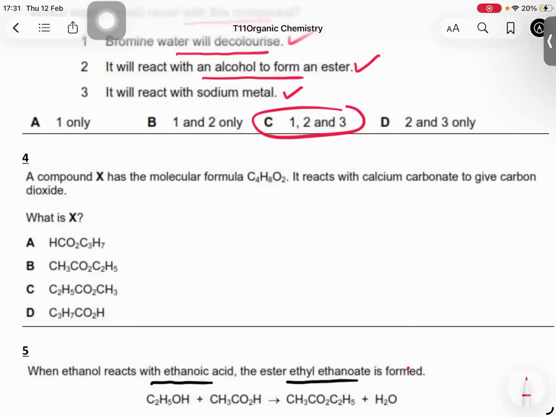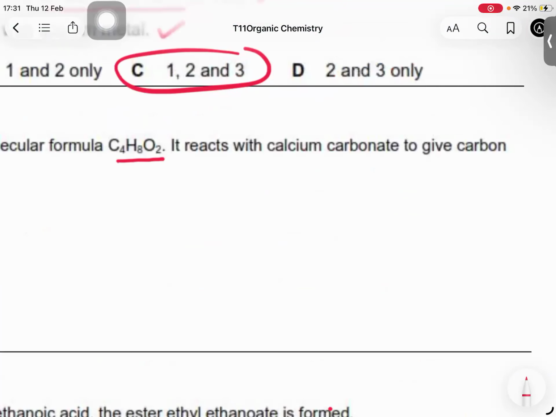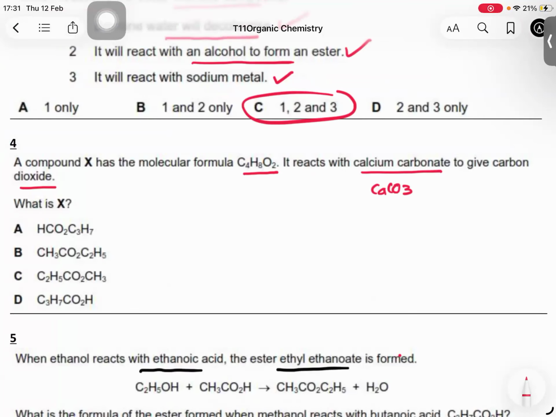A compound X has a molecular formula C4H8O2. It reacts with calcium carbonate to give carbon dioxide. So look at this compound, बच्चों, C4H8O2, and it reacts with calcium carbonate and gives off carbon dioxide. We all know that carbon dioxide जो है वो कौन react करता है? Carbon dioxide कब आता है carbonate के साथ? When the organic compound is a carboxylic acid. So we know this C4H8O2 is a carboxylic acid.